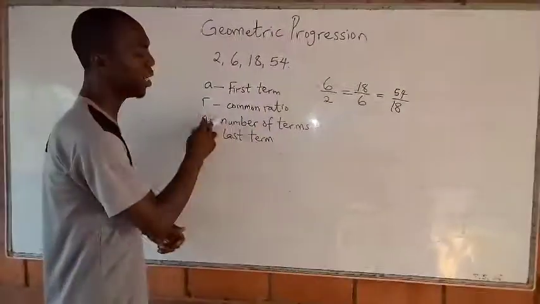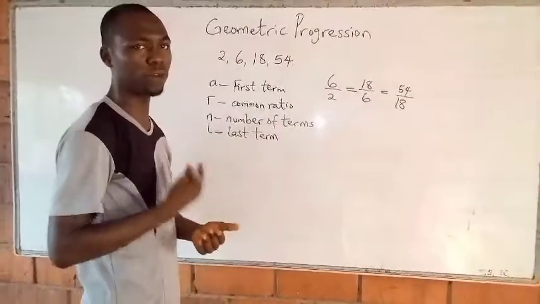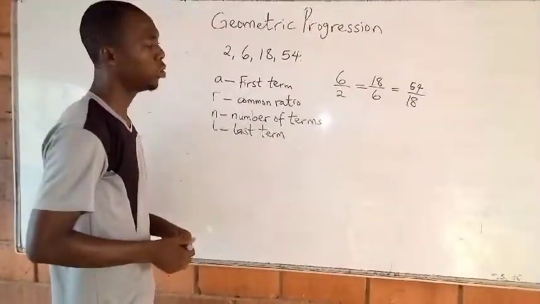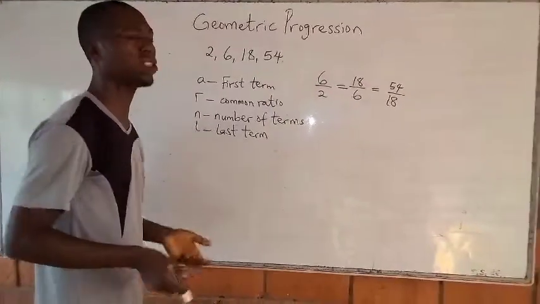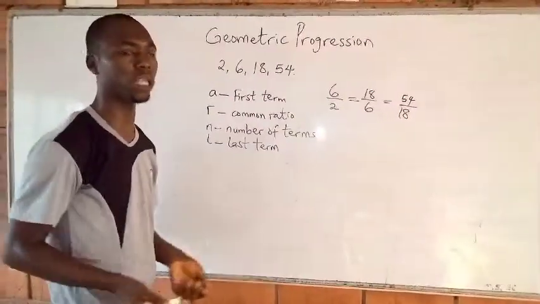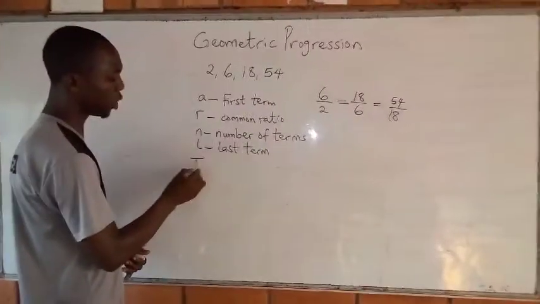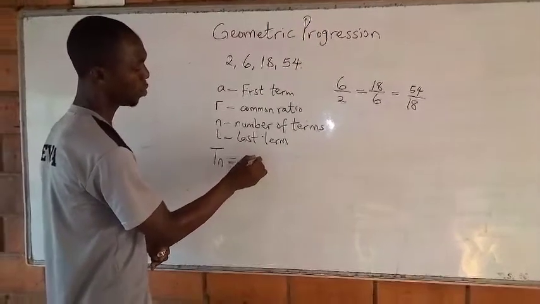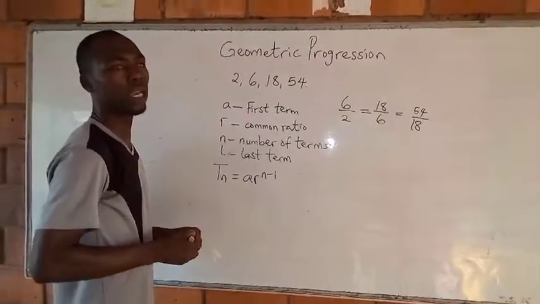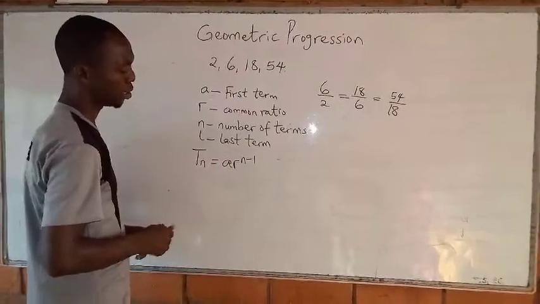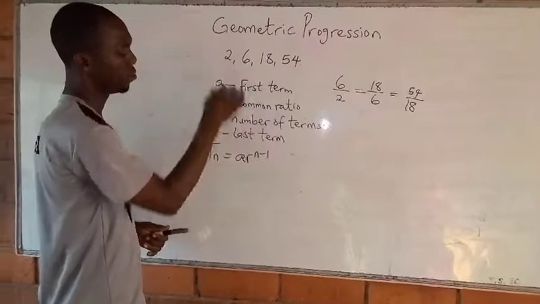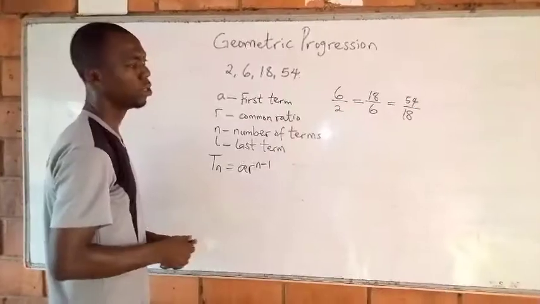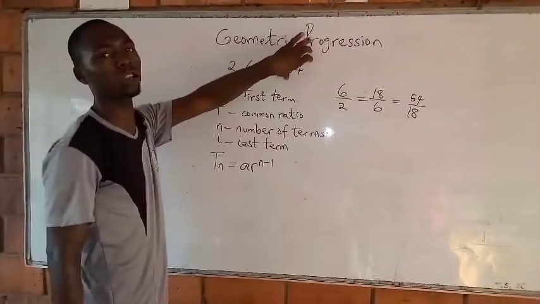Like in arithmetic progression, n is the number of terms, and n is also used to denote the last term. So how do we get the nth term, like the fourth term, fifth term, eighth term? For us to get the nth term of a geometric progression, we use this formula: ARn minus 1, that is, A R raised to power n minus 1. Our A is the first term, our R is the common ratio, and n is the number of terms.